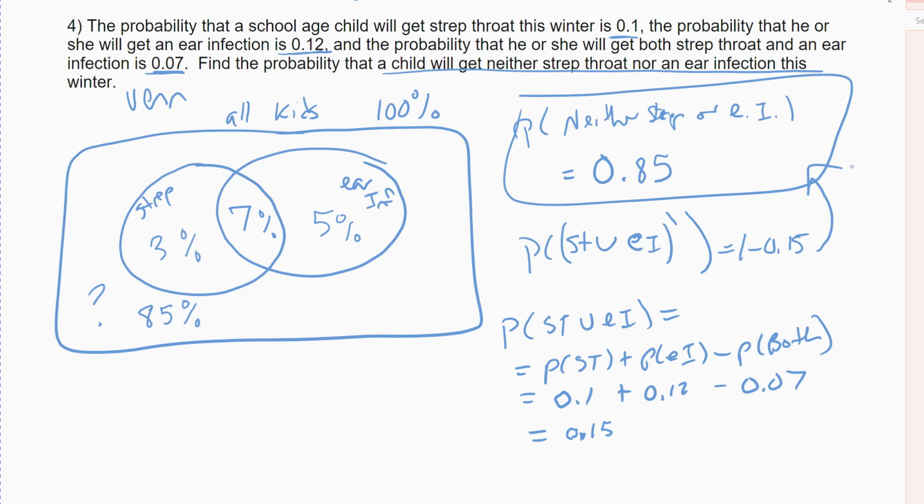I personally think the Venn diagram is the easier way to go in this case, right? But there's nothing wrong with using the formulas too. You'd have to use the OR formula and then the complement of the OR is what we're looking for. All right, so the complement of not getting strep or the ear infection.